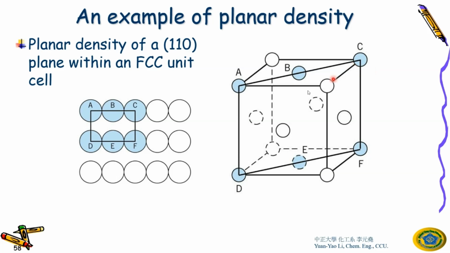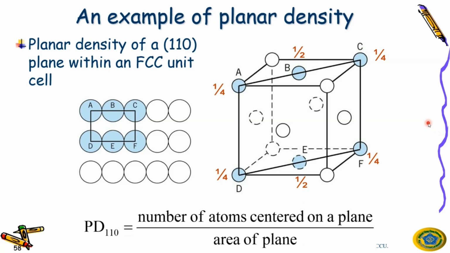Right. So how many of these atoms are in this plane? Quarter, right? Quarter. How many of these? There are 4 quarters, right? This one is a quarter. There are 4 quarters. There are 2 half atoms. Okay, so can you tell me the answer of the number of the atoms centered on a plane? How many of them?